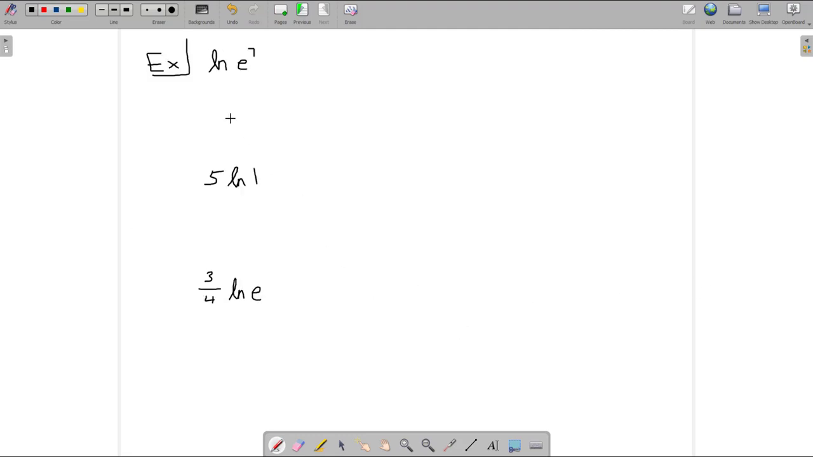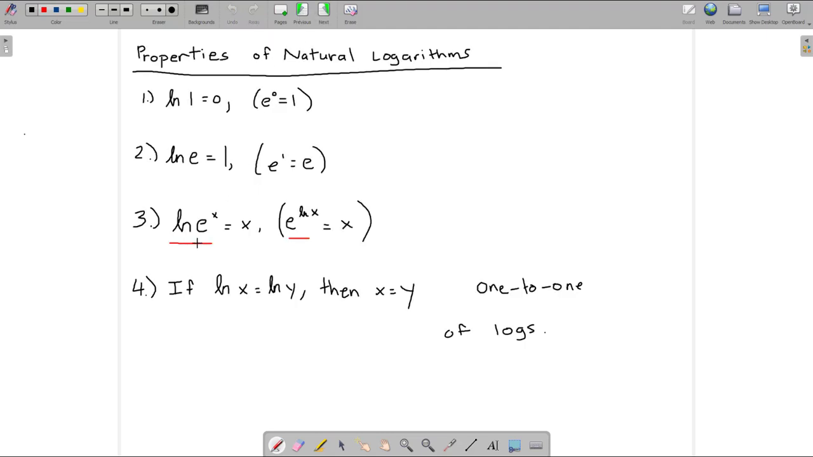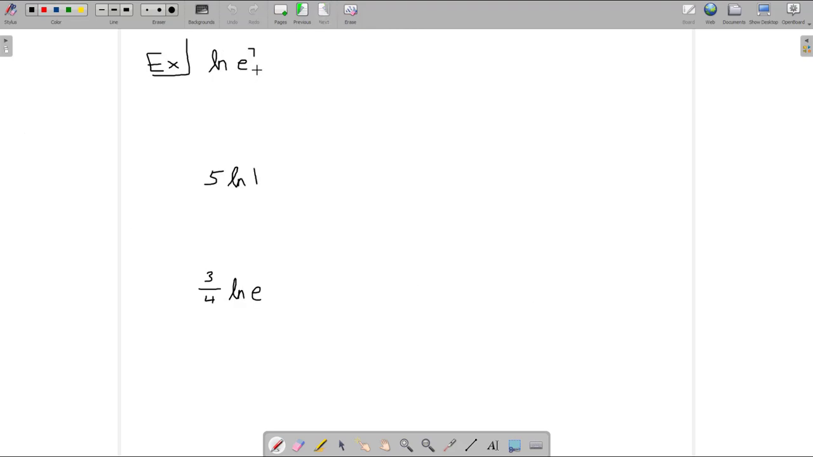Alright, let's now go through some examples of how we can do natural log calculations. So we'll look at natural log of e to the 7th. Here we want to use that property 3, natural log of e to the x equals x, right? Because we have something of that form. So just plugging in, natural log of e to the 7 equals 7. This natural log undoes the e, and we're just left with the power that we had on our e here.